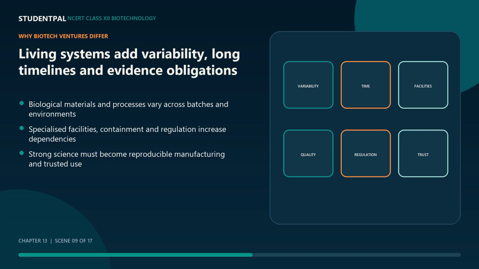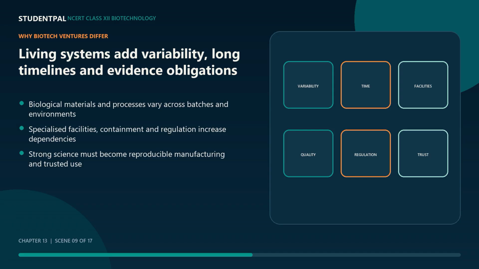Microbial production depends on strain, stability, media, oxygen transfer, and process conditions. Biological samples differ between individuals and locations. Scale changes mixing, heat transfer, and contamination risk. Specialized facilities and trained personnel increase cost and lead time. Clinical, food, agricultural, or environmental applications may require formal safety and performance evidence before sale.